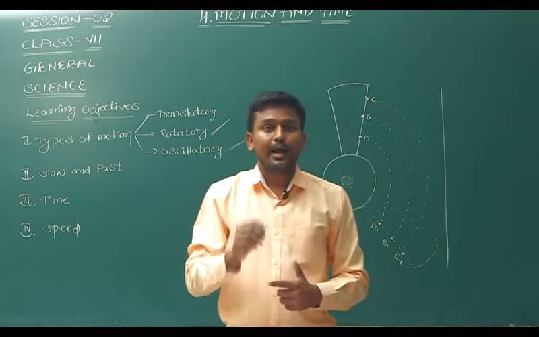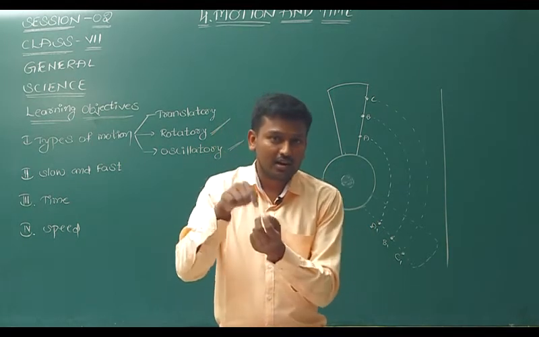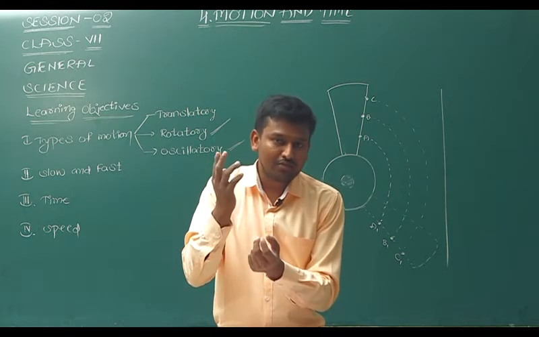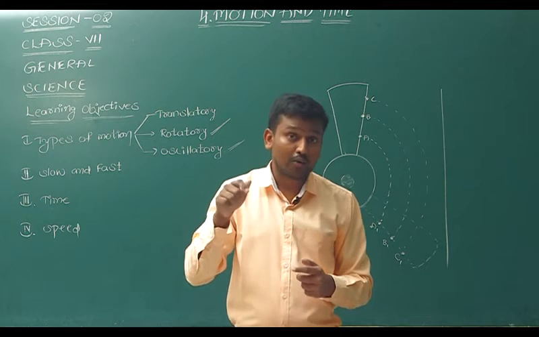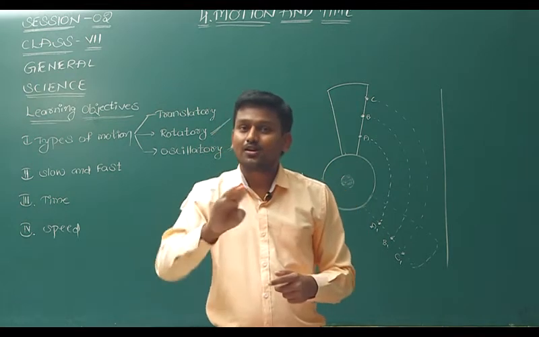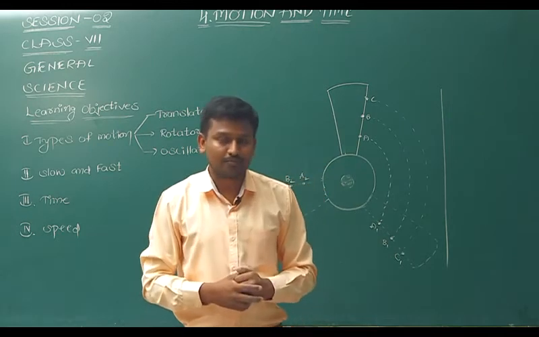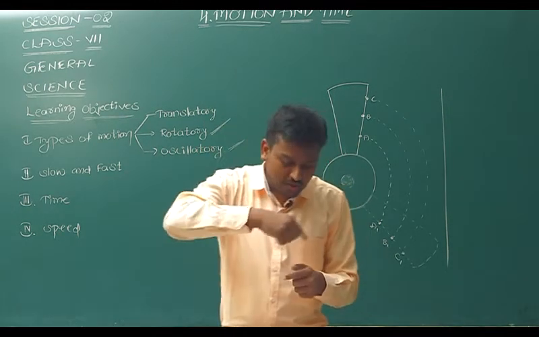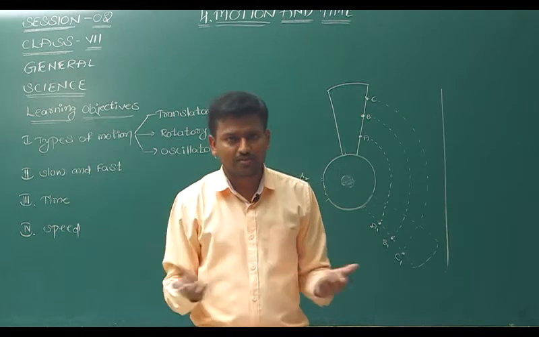Third one, typewriter key. When we press it, it goes down, and when we leave the finger, it comes up. Down, up, down, up. What type of motion? Oscillatory motion. And next one, motion of a potter's wheel. Very good example. The potter's wheel rotates just like other wheels of a vehicle, same.